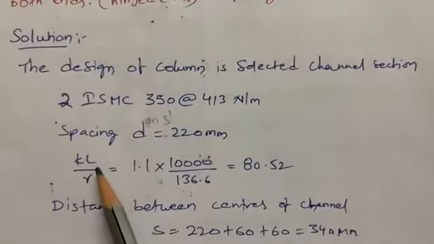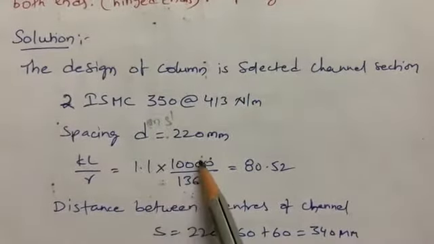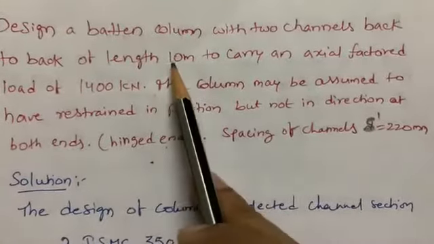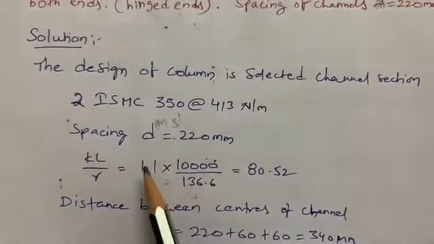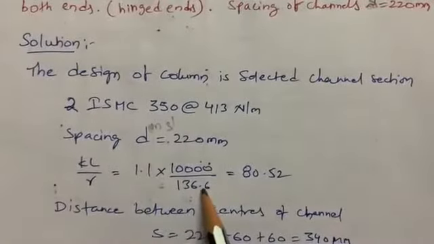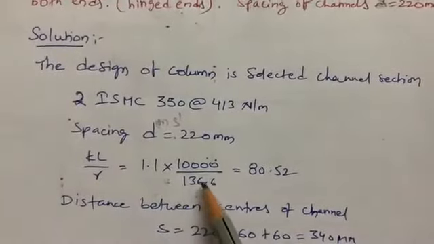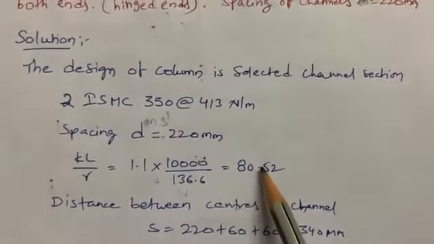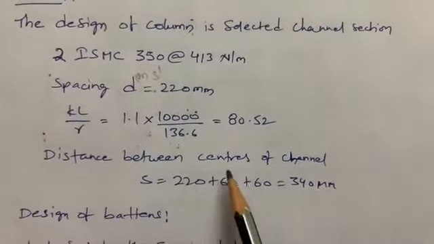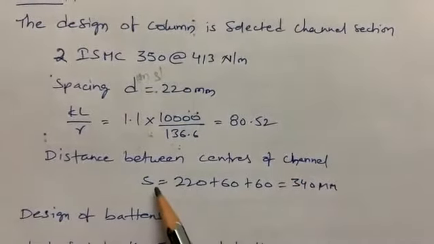Now I'm going to find out the slenderness ratio KL/r, that is 1.1 into L, the value already given in the question, that is 10 meters, so 10 into 1000, and 1.1 is the K value, by 136.6, that is the r value for ISMC 350, which is available in steel tables. So I got 80.52. After finding the slenderness ratio, for the distance between centers of channels we need to find out the S value.